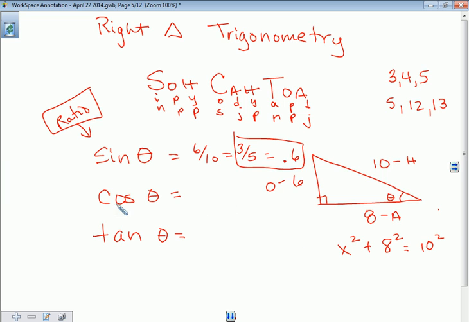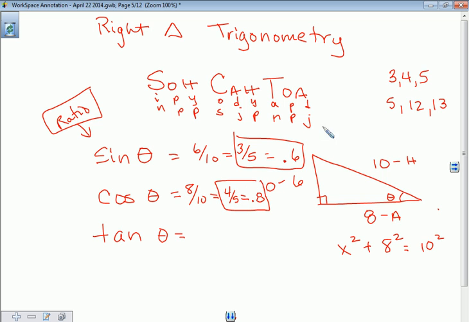All right, what is the ratio of cosine of theta? What represents cosine of theta? Adjacent over hypotenuse. 8/10, which reduces to 4/5, or we could write it as 0.8. So your answer will be in either of these forms.